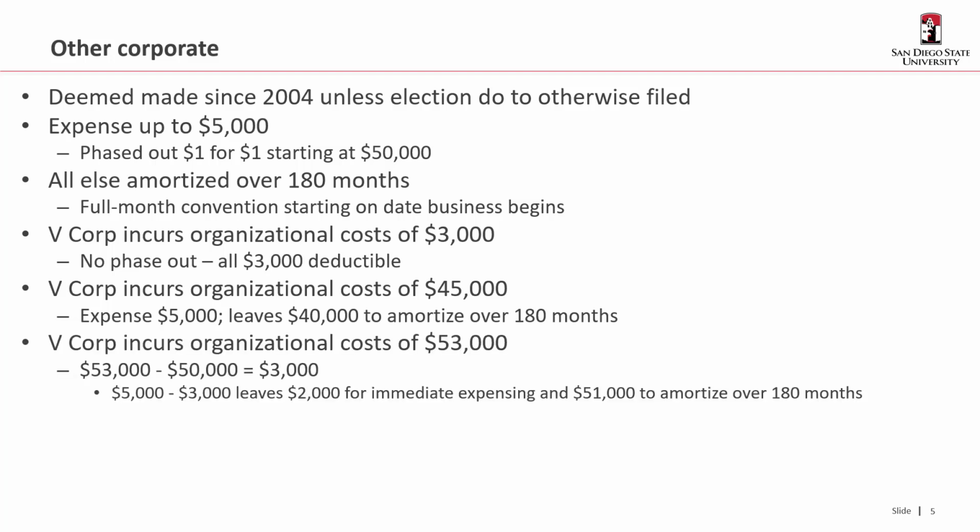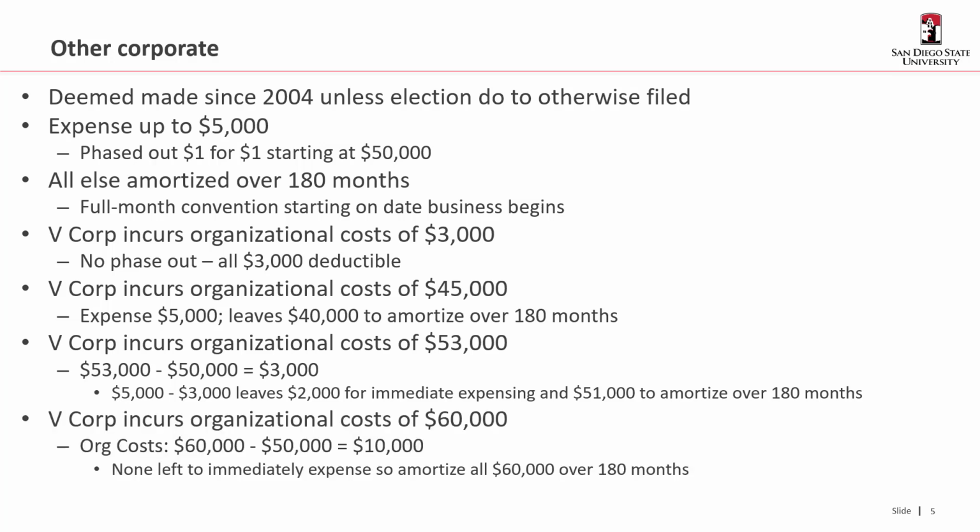All right, so what if V Corp incurs organizational costs instead of $53,000? $53,000 does exceed that $50,000 threshold. The dollar for dollar phase out kicks in, reducing the $5,000 of immediate expensing down to $3,000. So now there's only $2,000 left to immediately deduct. The $53,000 minus the $2,000 now leaves $51,000 to amortize over 15 years.